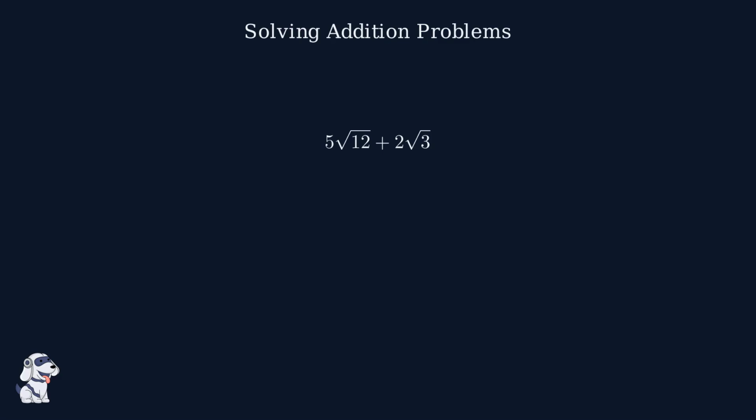To add these radical expressions, we first observe that the radicands, 12 and 3, are different. We cannot combine them as they are. We simplify the square root of 12 by identifying its perfect square factor, 4. The square root of 4 is 2, leaving us with 2 times the square root of 3.